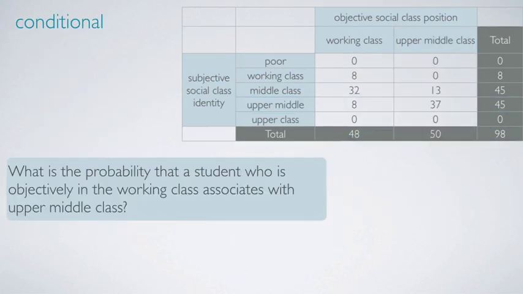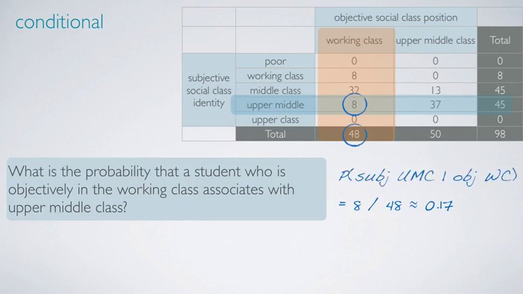Lastly, what is the probability that a student who is objectively in the working class associates with upper middle class? This time, we're looking for students who are actually working class, but associate with upper middle class. There are 8 students that meet this criteria among all 48 who are working class, so the probability is 8 over 48, roughly 17%. We denote this probability of subjective upper middle class, given that the objective class is working class. The important thing to note here is the vertical given line that separates what we are looking for and what we know to be true about the students.